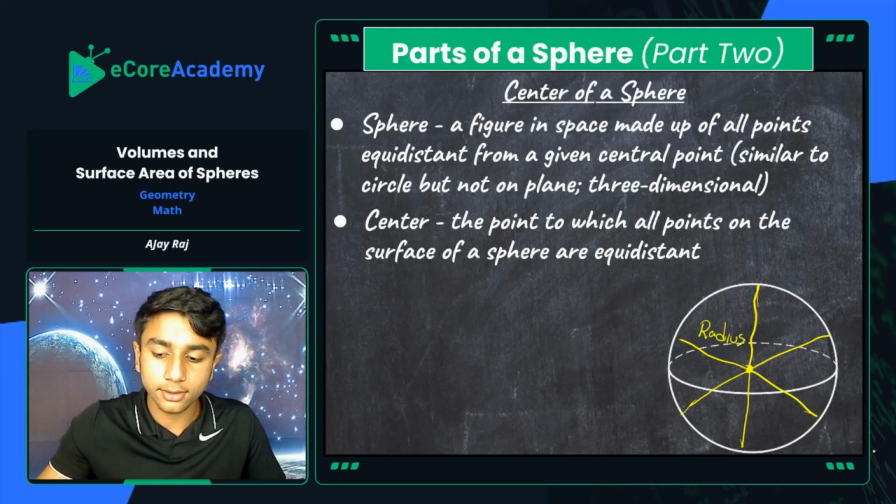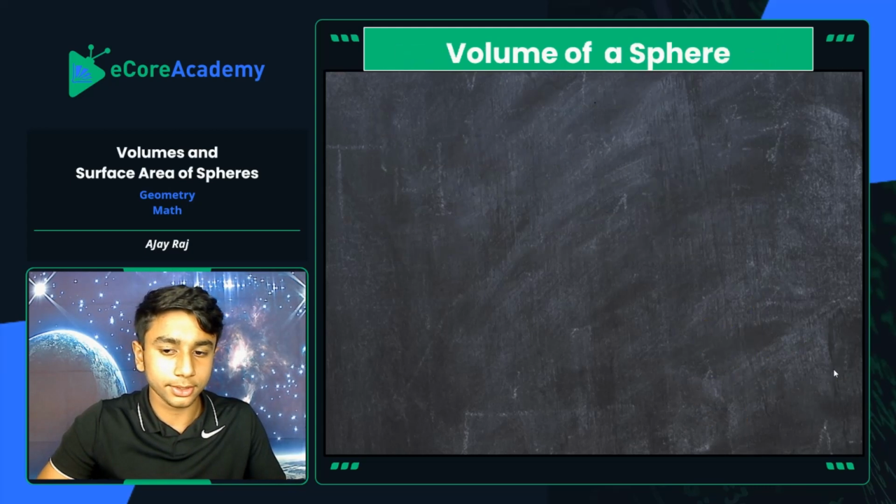So you can draw all of these points. Same thing with diameter. Your diameter is always going to be the same, and your diameter is basically twice your radius going across this entire sphere. So those are some simple definitions.